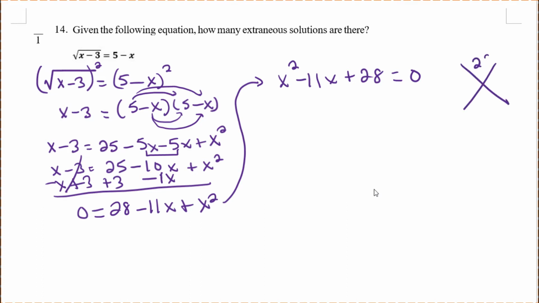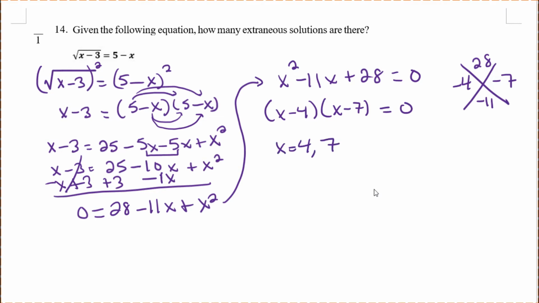Now we can factor that. The factors of 28 that add up to negative 11, in this case, are negative 4 and negative 7. So we have x minus 4 times x minus 7 equals 0. X is equal to 4 and 7. So far those are our solutions. We need to plug them in, so let's check.